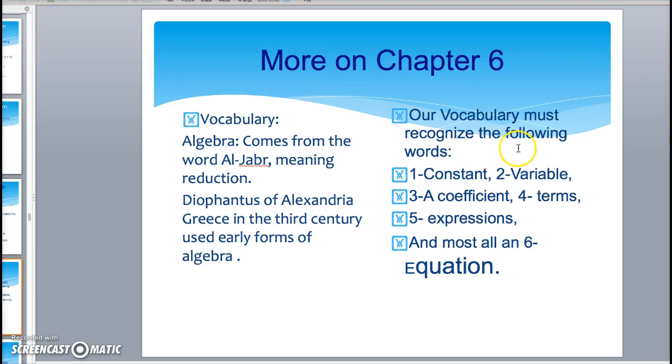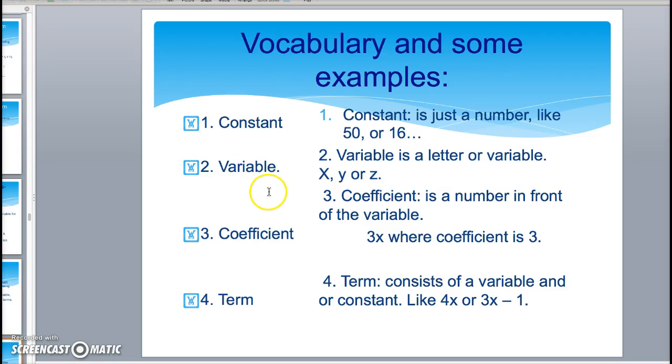Our vocabulary must recognize the following words: constant, variable, coefficient, terms, and expressions. And then there's an equation. For the purposes of what we're going to cover tomorrow, I'm just going to talk about these.